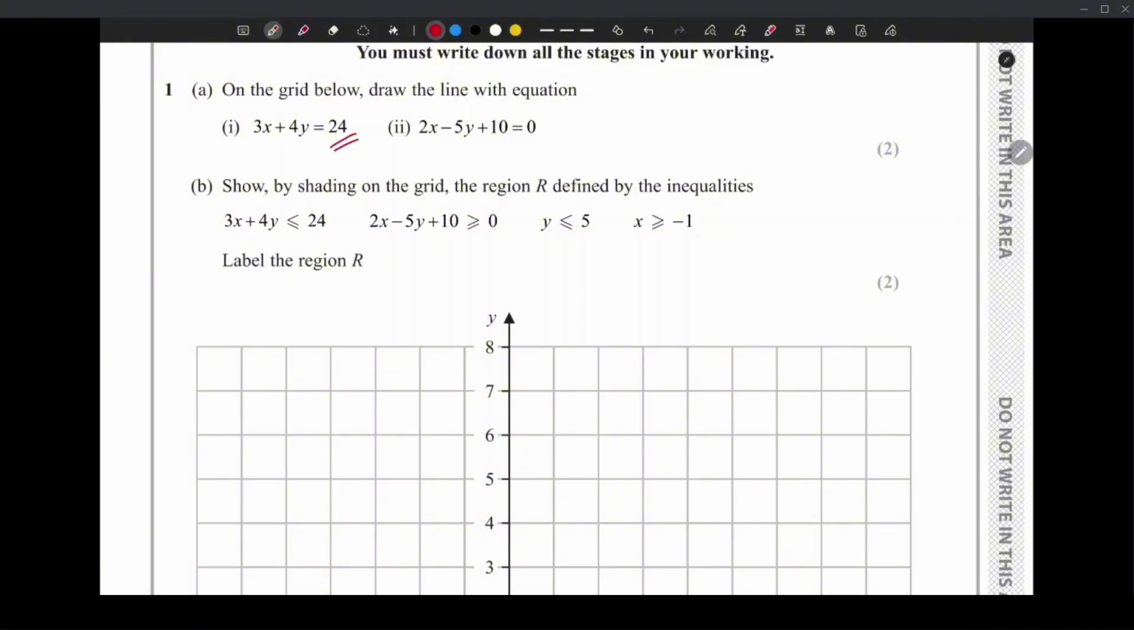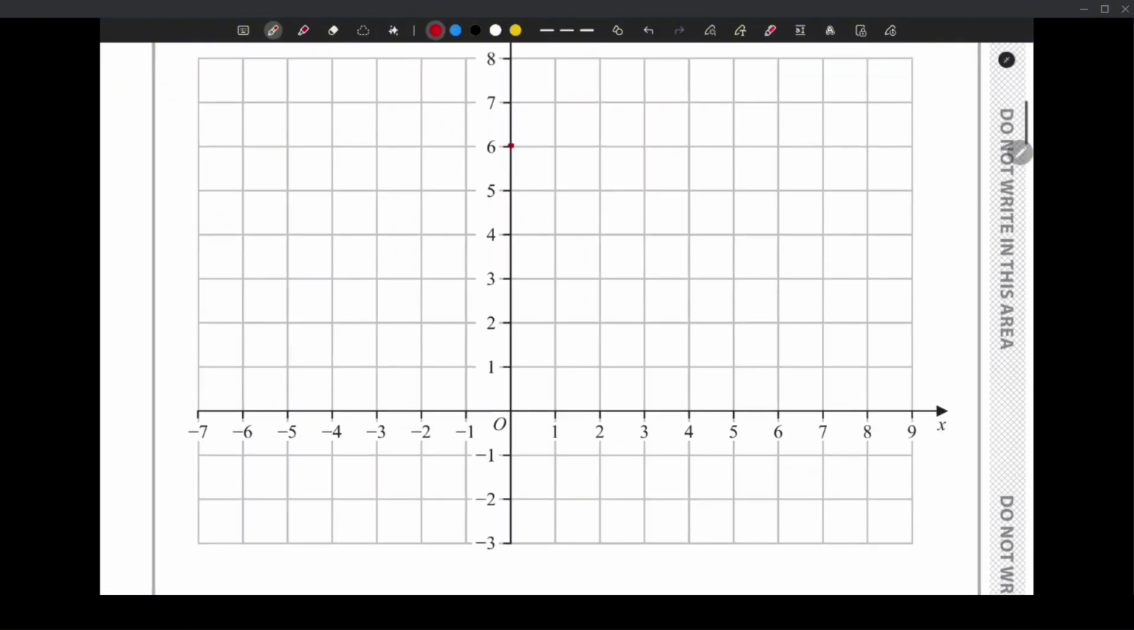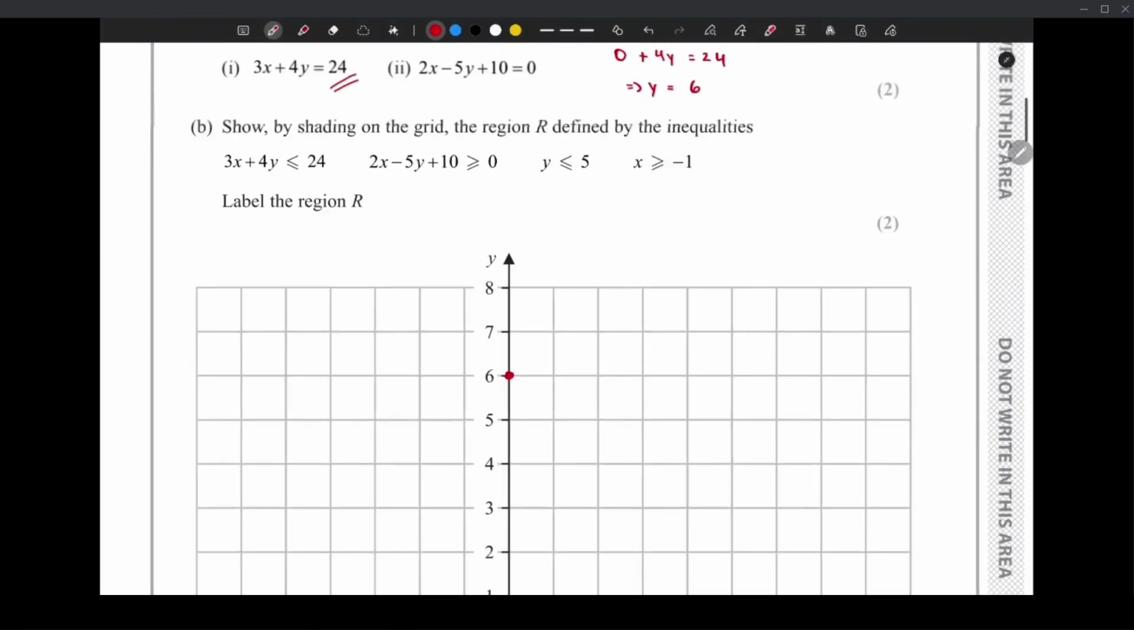So in order to find the two coordinates, first of all, we can assume that at the y-axis the value of x is 0. So that's 0 plus 4y equals 24. So the value of y is 6. Because we know that at the y-axis the value of x is always 0. So this is the point where one of the coordinates will lie.